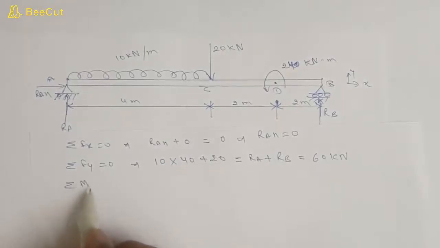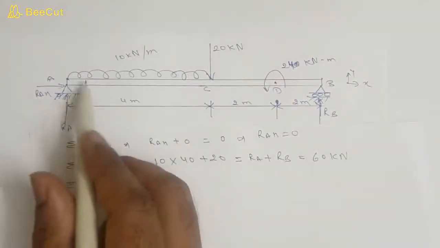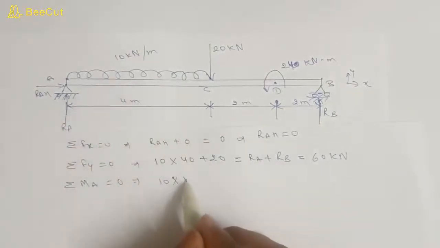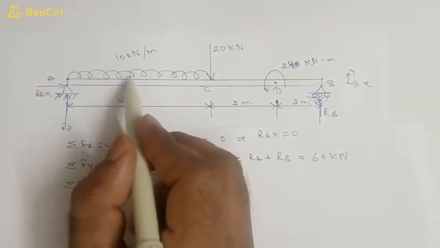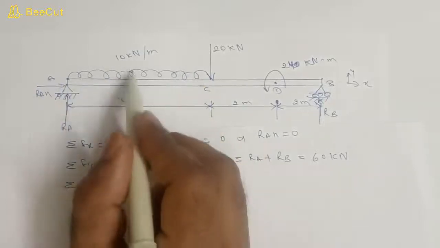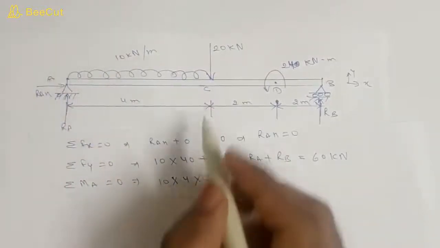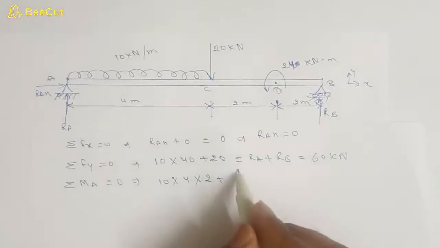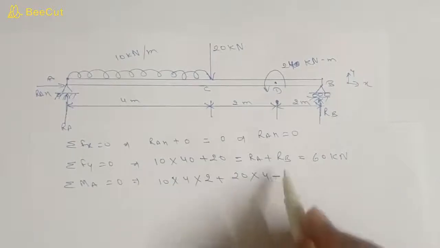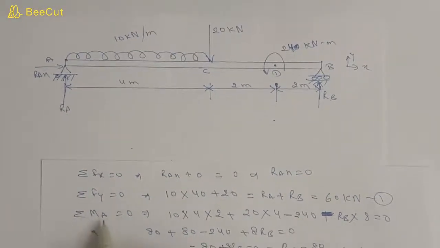Now if we take moment about point A, then sum of all the moments about point A should be 0. So moment due to this is 10 kilonewton per meter into length 4, into distance of the centroid of this load from this support, which is 4 by 2. This is like a rectangular load, so this is 4 by 2, so it is 2. This is clockwise moment, plus, due to this, 20 into distance 4, and this is anti-clockwise, so it will be minus 240. Sum of all the moments about point A should be 0.